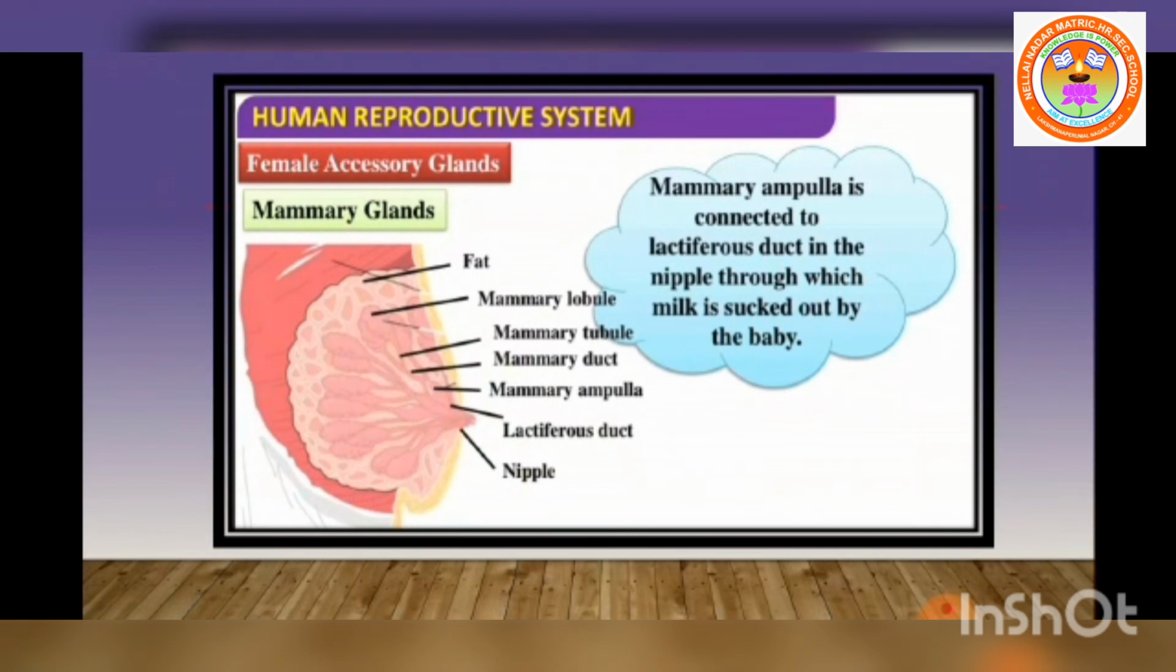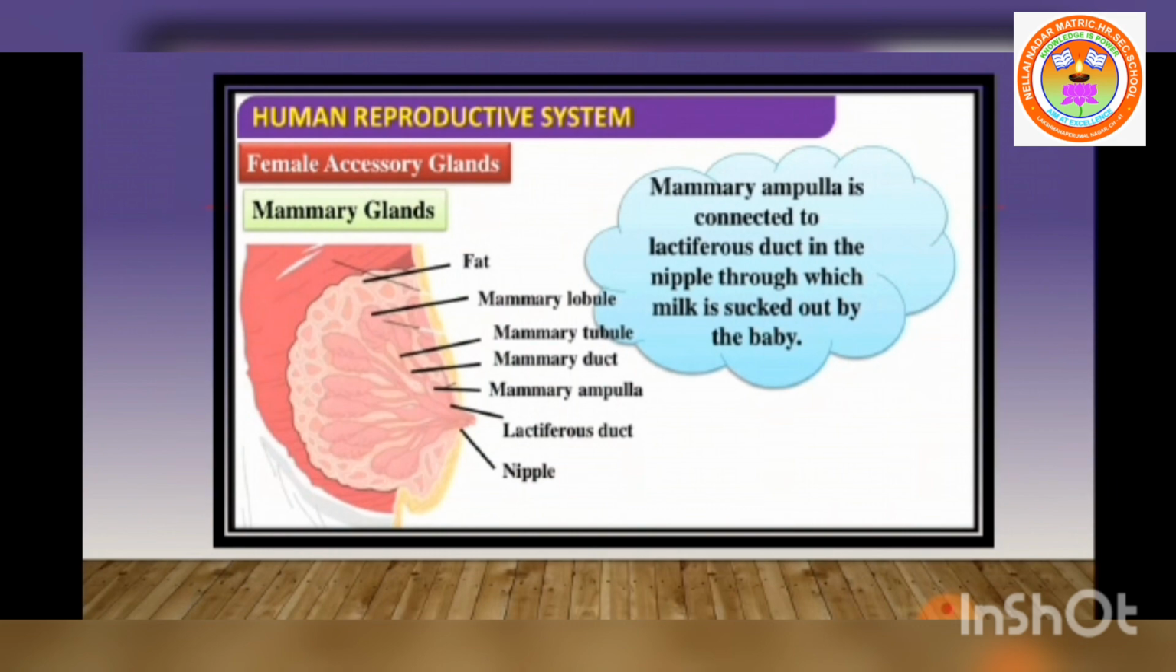Normal development of the breast begins at puberty and progresses with changes during each menstrual cycle. In non-pregnant women, the glandular structure is largely underdeveloped and the breast size is largely due to the amount of fat deposits. The size of the breast does not have an influence on the efficiency of lactation. The mammary ampulla is connected to the lactiferous duct in the nipple, through which milk is sucked out by the baby.